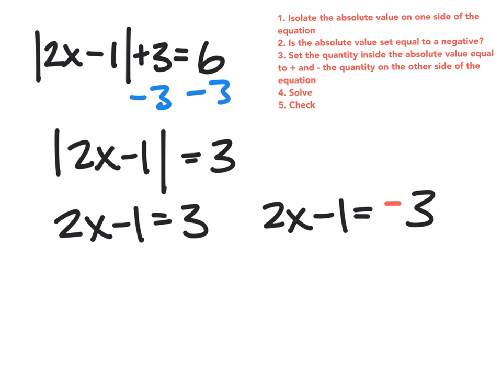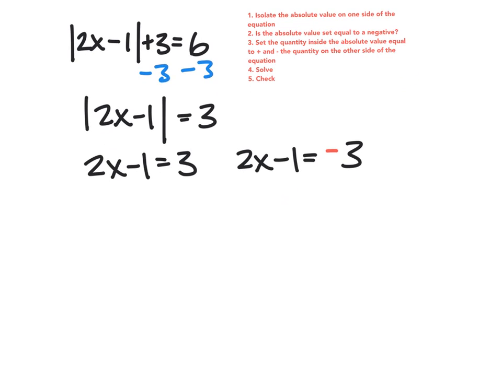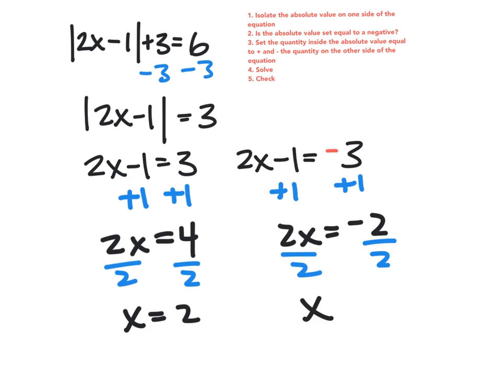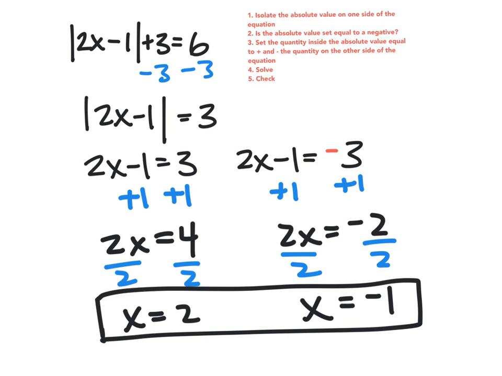All right, so we have 2x minus 1 equals 3 and negative 3. Now it's time to solve both of these equations just using algebra skills. So in this first one, we're going to add 1 to each side, and then we'll just divide by 2 to get x is equal to 2. We can do the same steps on the other side. 2x is equal to negative 2, and dividing by 2 gives us x is equal to negative 1. So this has the solutions x is equal to 2 and x is equal to negative 1.